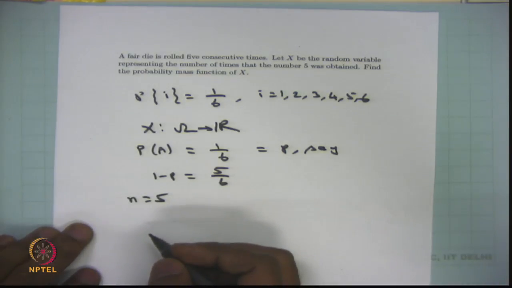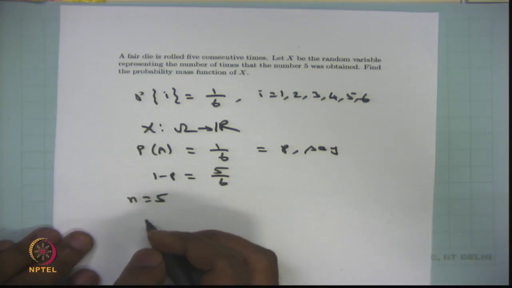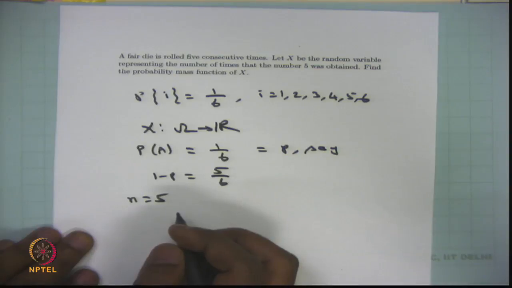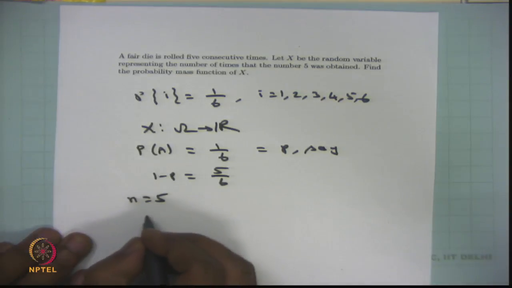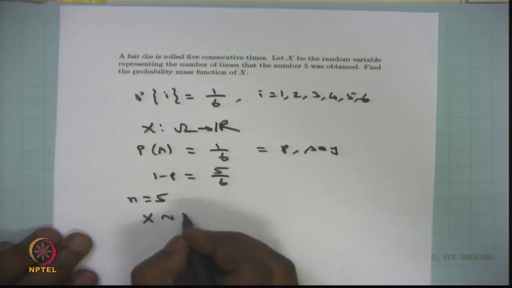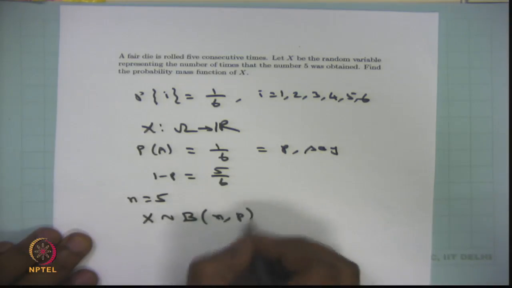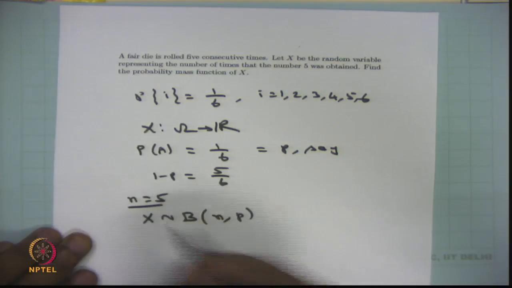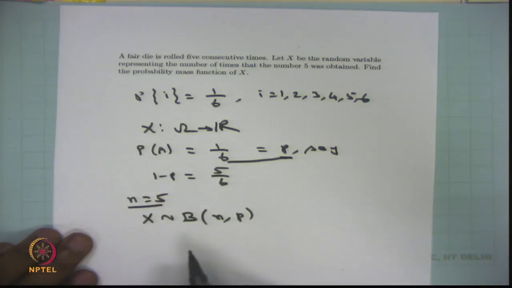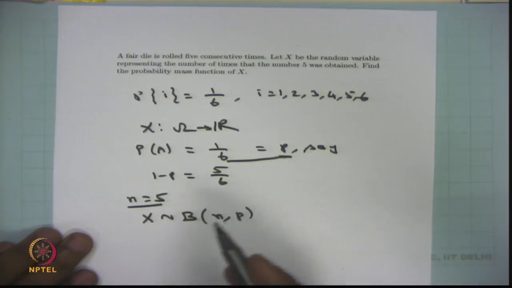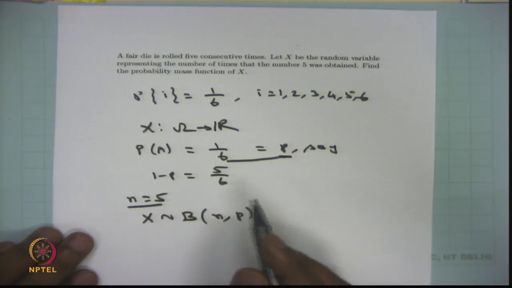So, the random variable X represents the number of times the number 5 was obtained. That means it is the same as 5 independent Bernoulli trials, and X represents the total number of successes in n independent Bernoulli trials. Therefore, we can conclude X follows a binomial distribution with parameters n comma p. Here n is 5 and p is 1 by 6. In this problem, X follows a binomial distribution with parameters n and p, where n is 5 because we are rolling the die 5 consecutive times, all independent, and the probability of success in each roll, getting the number 5, is 1 by 6.